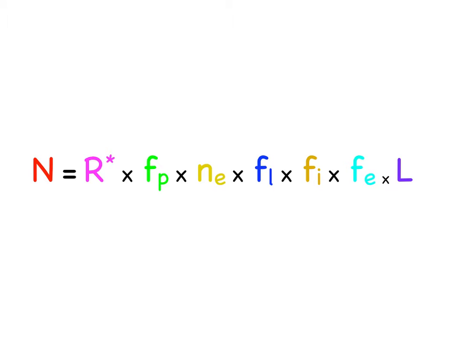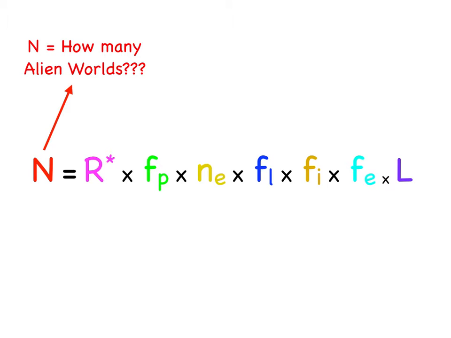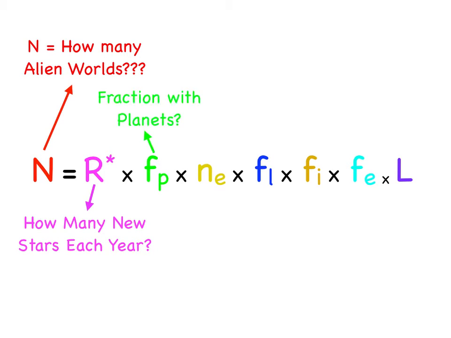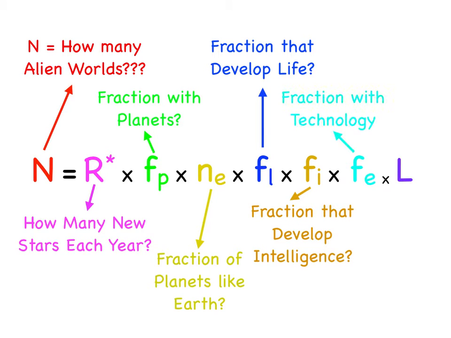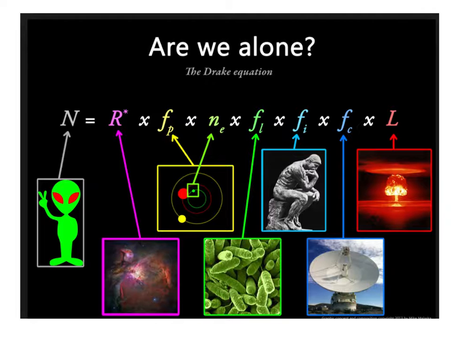Drake's equation, or the alien equation, is formulated in a very similar way. N is how many alien worlds exist in our galaxy. R is how many new stars form each year. Fp is the fraction of those stars that have planets. Ne is the fraction of those planets that are like Earth and that can support life. Fl is the fraction of those that can develop life. Fi, the fraction that can develop intelligence. And Fc, the fraction of those that can develop technology. And L then is just how long these civilizations might last.